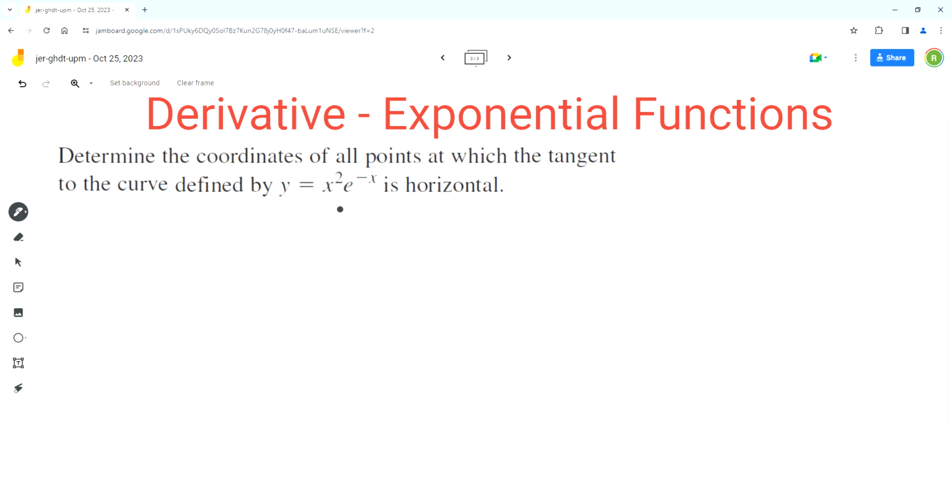And if a tangent is horizontal, that means its slope is equal to 0. And the slope of a tangent can be found by finding the derivative of this given function. So the first step is to find the derivative of this function defined by y equals x squared times e to the power negative x. So m, which is the slope of the tangent, is equal to y prime.